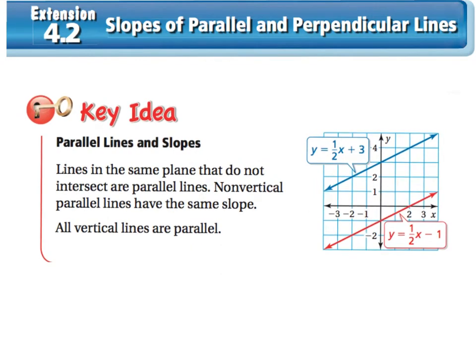Parallel lines and slopes. Lines that are in the same plane that do not intersect are called parallel lines. Non-vertical parallel lines have the same slope. All vertical lines are also parallel. As you can see here, y equals 1/2 x plus 3 and y equals 1/2 x minus 1 are parallel because they have the same slope.